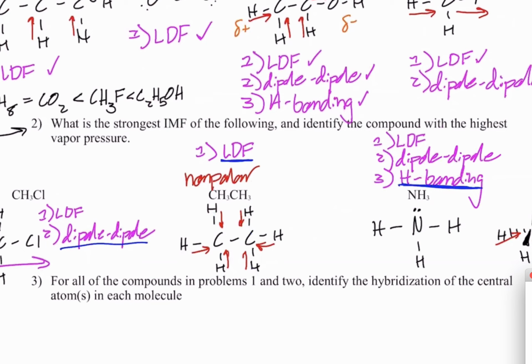So just to recap, CH3Cl has dipole-dipole, CH3CH3 has London dispersion, and NH3 has hydrogen bonding. So now we need to figure out which one of these is going to have the highest vapor pressure.